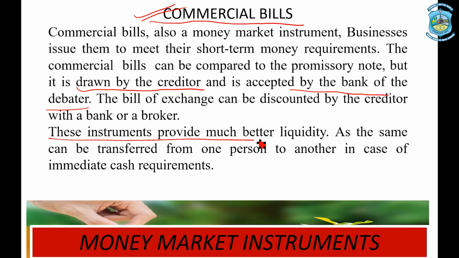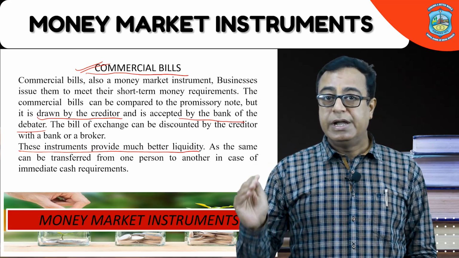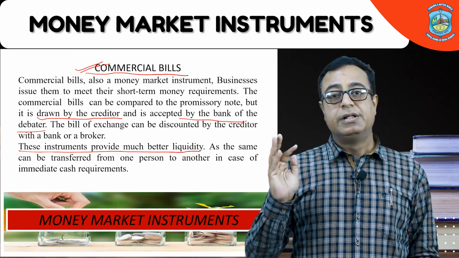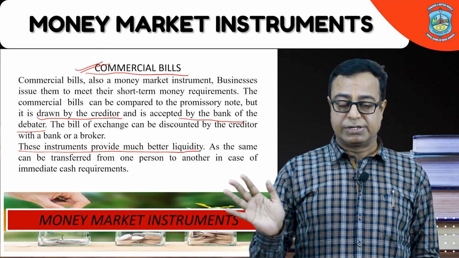These instruments have the feature of liquidity and are freely transferable from one person to another person. These bills can be transferred from one person to another through the endorsement, and these bills can be discounted from the banker in case of requirement of funds. After the maturity period, this bill is paid by the acceptor or you can say the debtor.